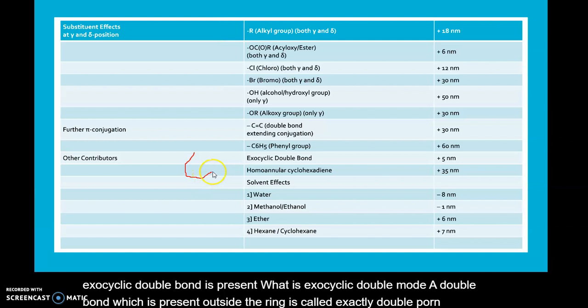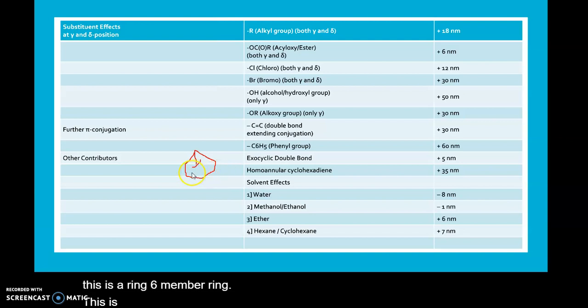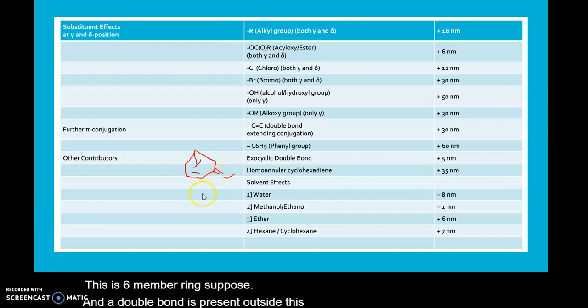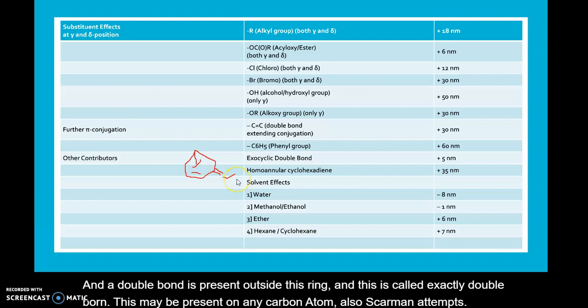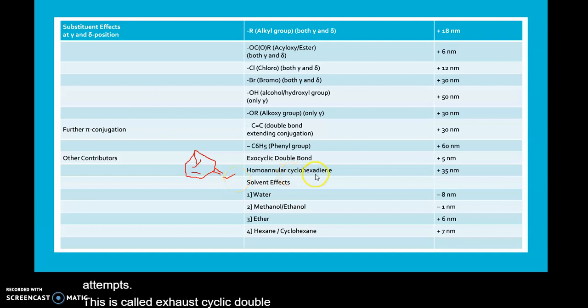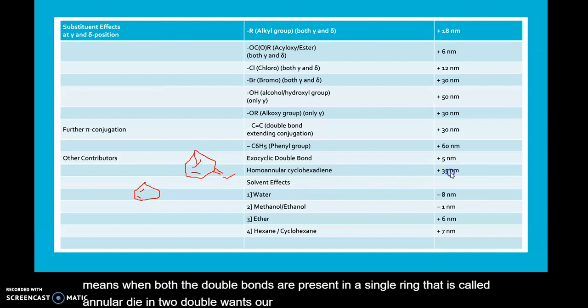Suppose this is a ring, a 6-membered ring, and a double bond is present outside this ring, and this is called an exocyclic double bond. This may be present on any of the 6 carbon atoms. Homoannular cyclohexadiene, that means when both the double bonds are present in a single ring, that is called homoannular diene. Two double bonds are present in a single ring, that is homoannular cyclohexadiene. Then we have to add 35 nanometers.